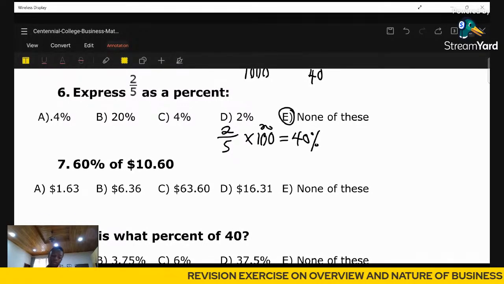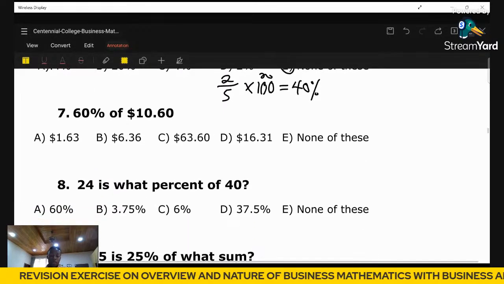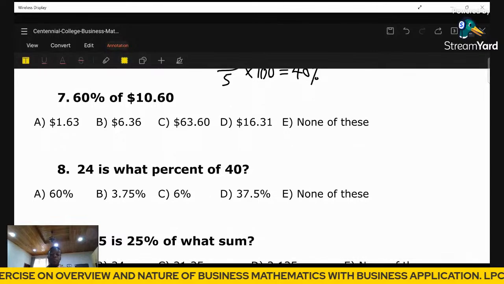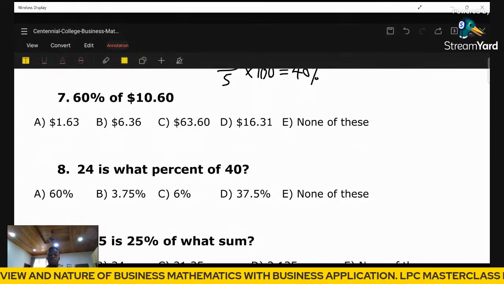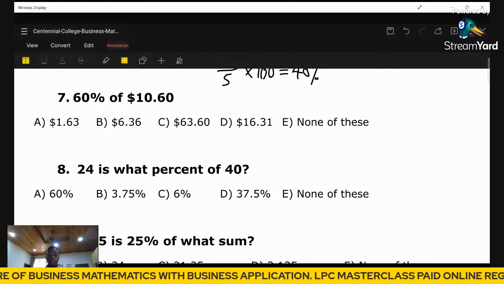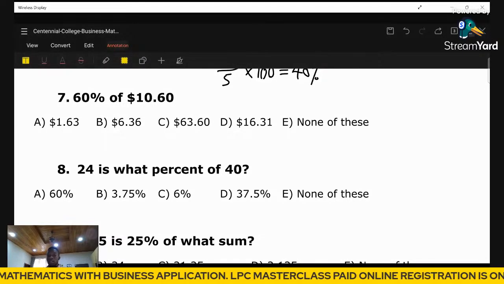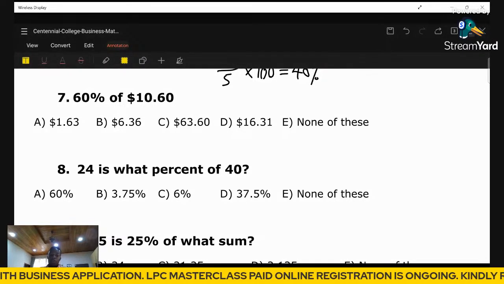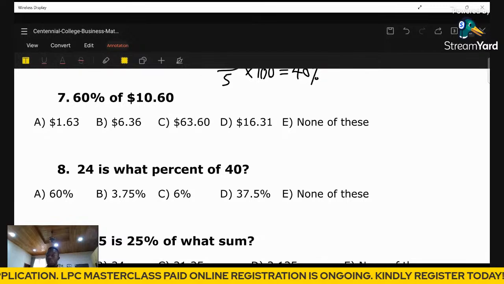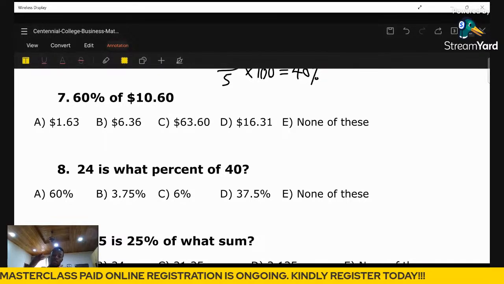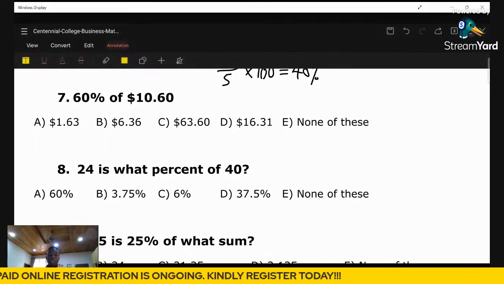So let's take note of that. Now let's move on to question number 7. Question 7 is saying, 60% of $10.6 is, that is actually what the question is saying. What is 60% of 10.6? That's what we are looking at. So here it's just percentage multiplying 60 point what?